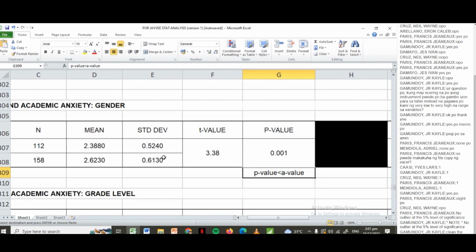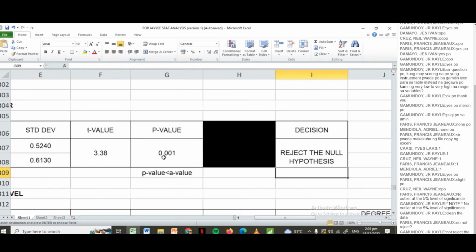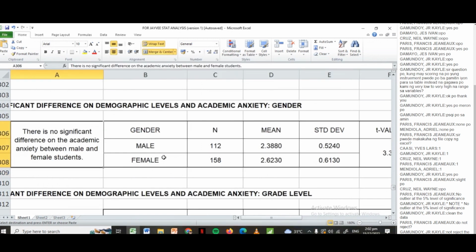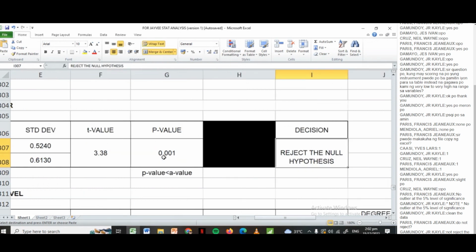What would be our decision here? Do we reject or do we not reject the null hypothesis? Basically, we will reject the null hypothesis if the p-value is less than the alpha. Okay? If you can remember here, the null hypothesis, sinasabi nila, walang kaibahan ang academic anxiety ng male and female. No? But because the probability of that is very low, 0.001, and it's less than our alpha value, then we reject that claim. No? So ano sinasabi natin ngayon dito?